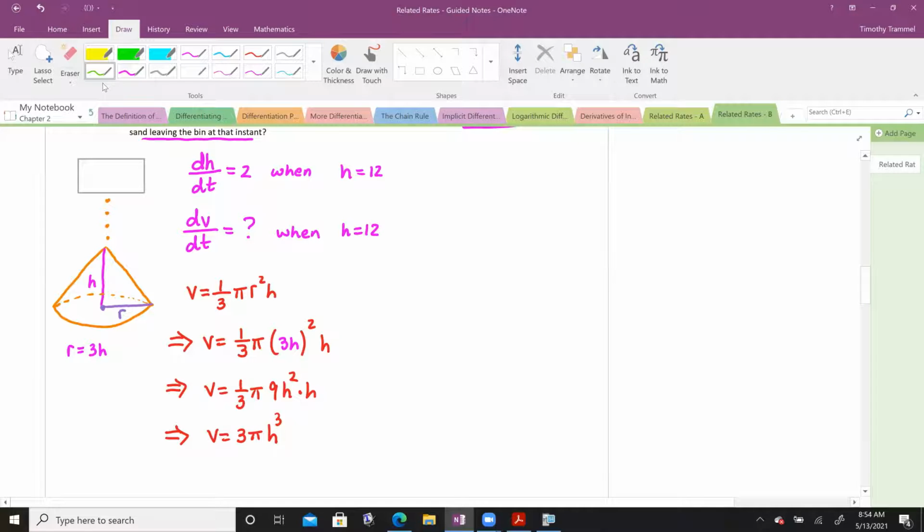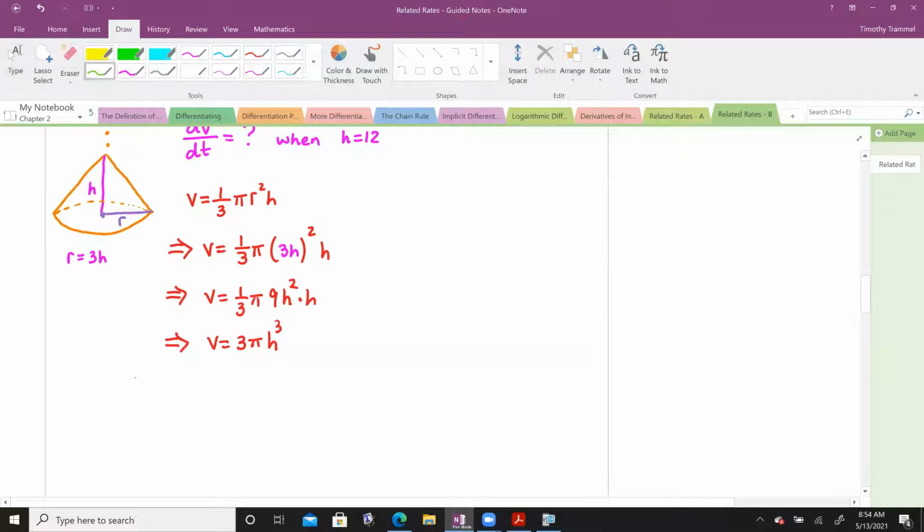Okay, so let's differentiate. So if we were to differentiate, and we're differentiating with respect to t always in these questions. So we have dV/dt is equal to, and we have 3 pi as our constant here. And now remember, I'll write this on the side, but I'll probably erase it here in a minute. As we take this derivative, we are thinking about that function h as a function of t. So its derivative is going to require the chain rule.